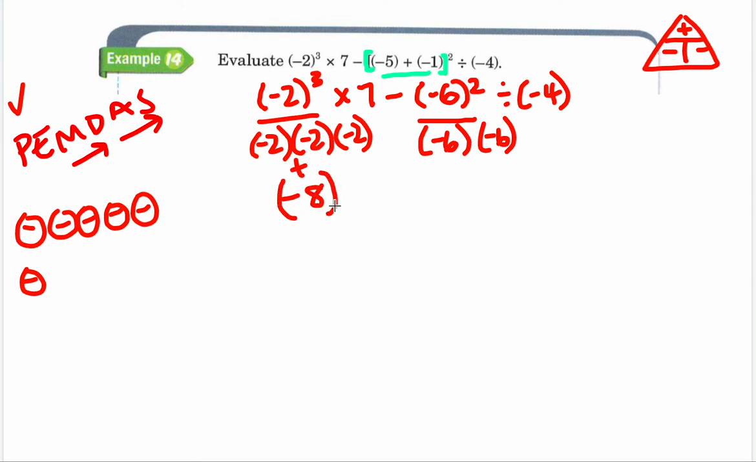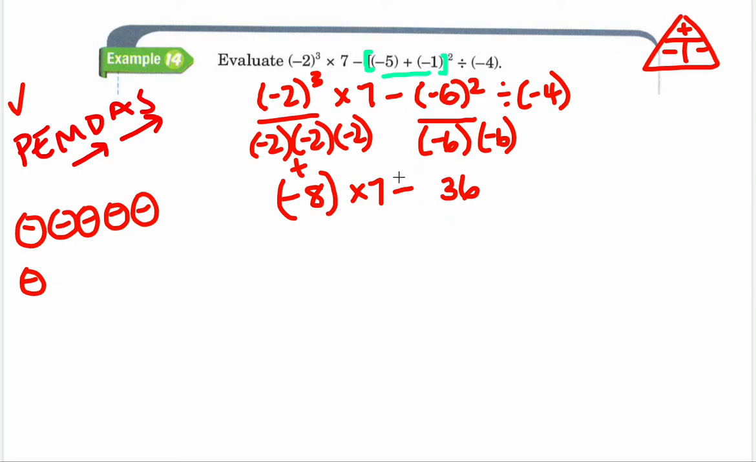I'm going to put that in parentheses because I want to make sure my negative stays with my 8, times 7, which I didn't touch all the way up here, minus, which I also didn't touch. Now we have the -6 times -6. 6 times 6 is 36. And this is 2 negatives, which gives us a positive. So keep that as a positive, 36.